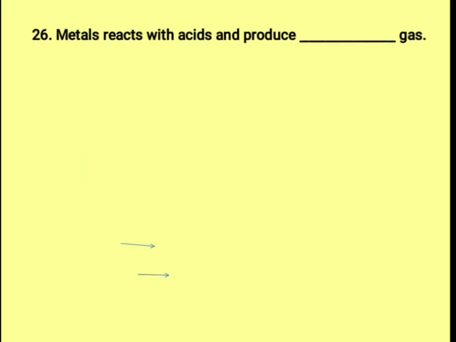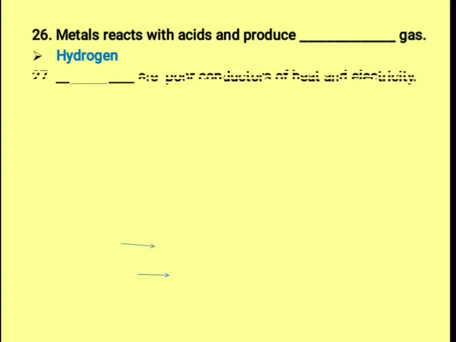The next question is, metals react with acid and produce dash gas. Dear students, metals react with acid and also with base and produce hydrogen gas with a pop sound.